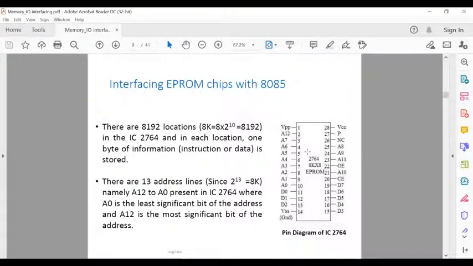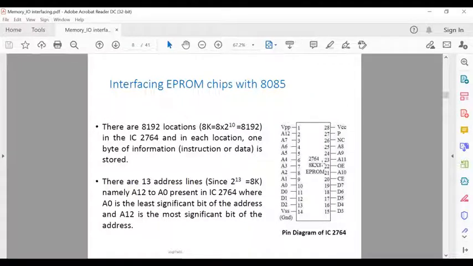Now for another IC, it may be 8K cross 4, it may be 16K cross 8, it may be 4K cross 4 or 4K cross 8. So you always need to identify that the first part represents the size, and the second part reflects the data bit size which will be stored inside each memory location.